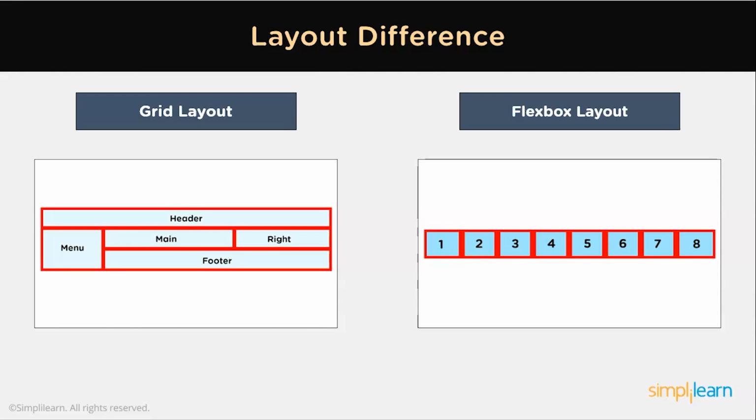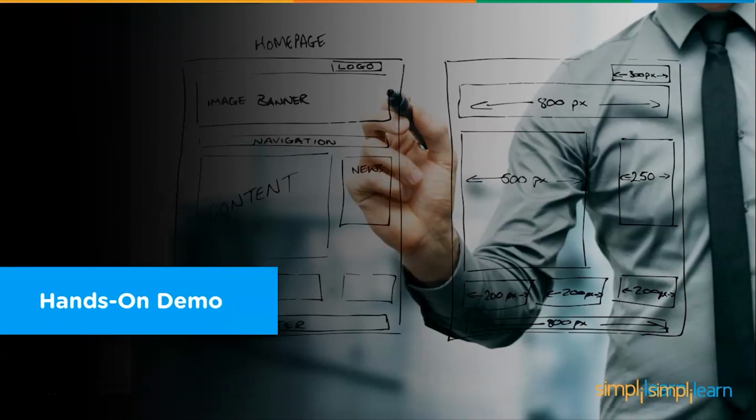Here in the grid layout, you can see that there are rows and columns with all the header, menu, main, right and the footer included. Whereas the Flexbox is only for one-dimensional positioning. Now let's move on to the example to see the working of both the layouts.